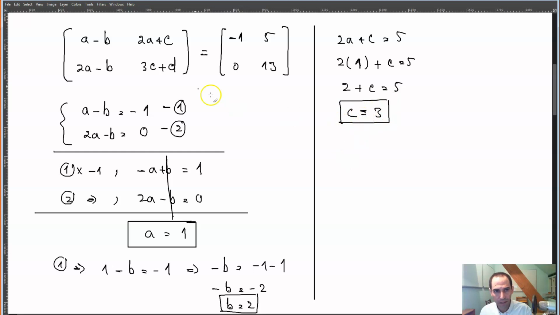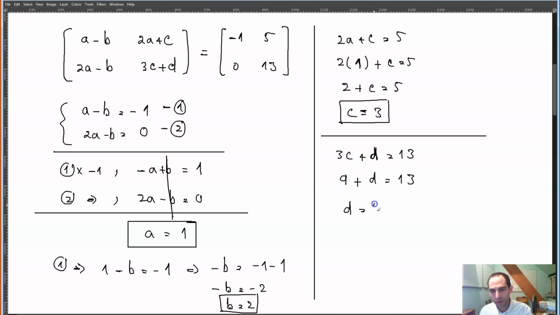Now that I have c, I can solve for d. I know that 3c plus d is equal to 13. So 3 times 3 is equal to 9. 9 plus d is equal to 13. d is equal to 13 minus 9, which is 4.